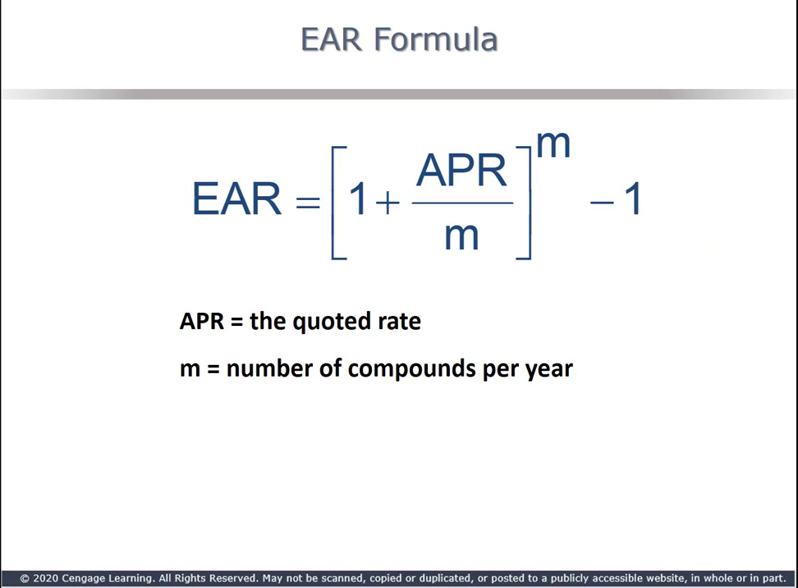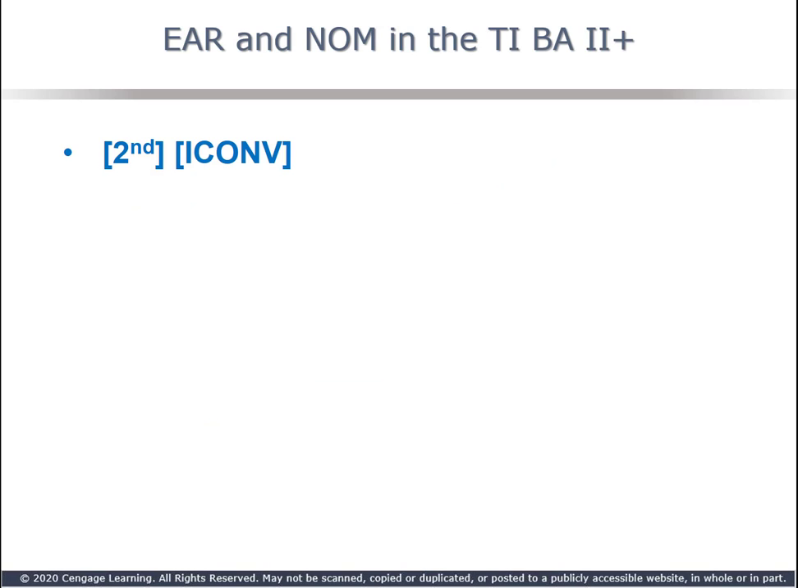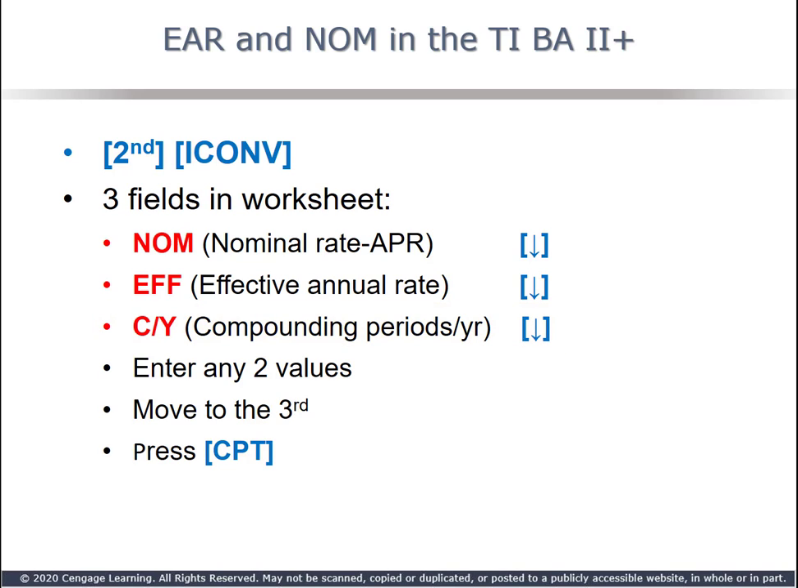This formula converts an APR or quoted rate to an effective rate. This formula converts an EAR to an APR. Fortunately, your calculator has a worksheet called the iConvert worksheet, which performs these calculations for you. The worksheet only has 3 entries: nominal, effective, compounding per year. You must enter the compounding periods per year. You can enter either nominal or effective and compute for the other.